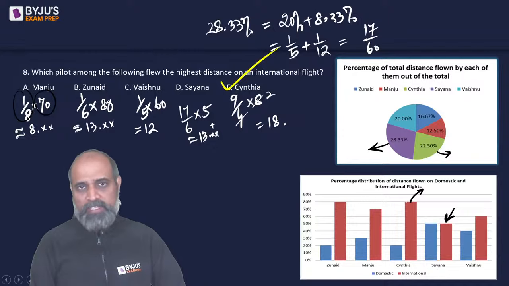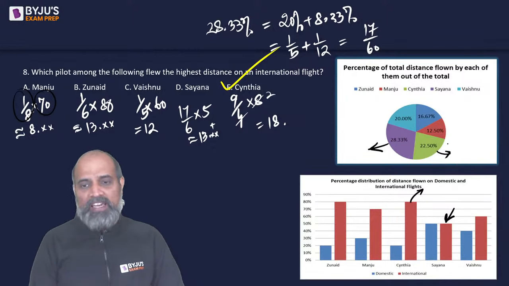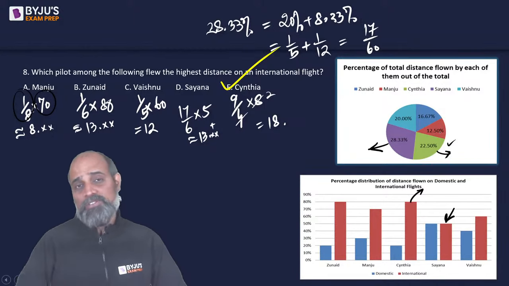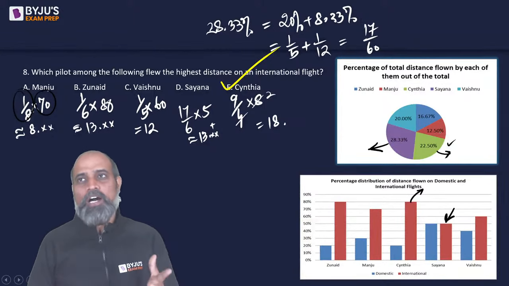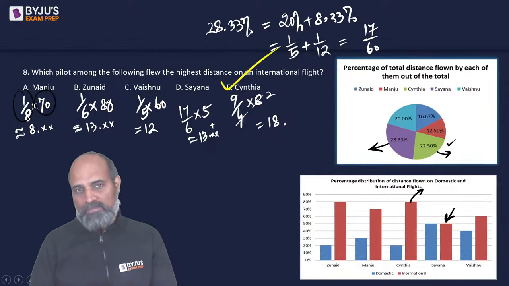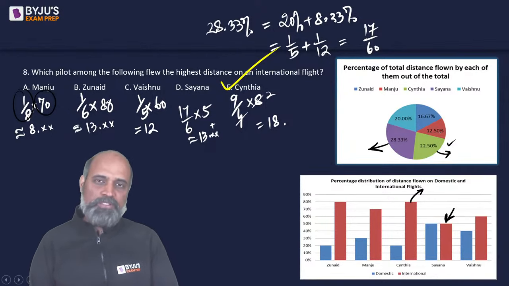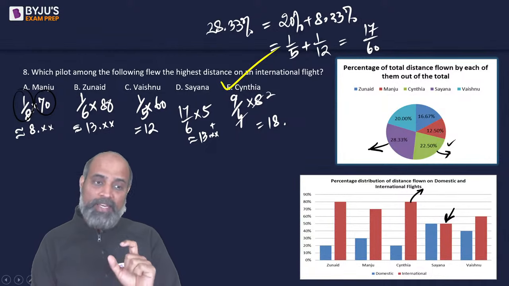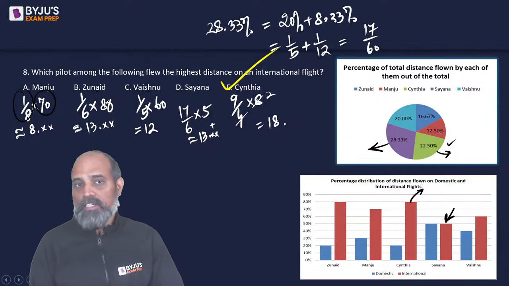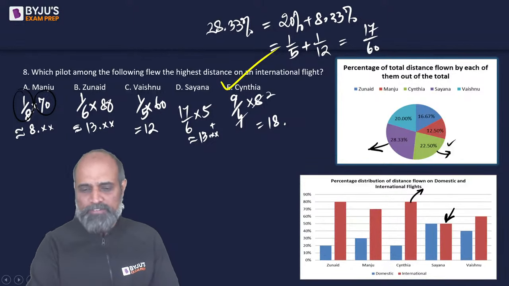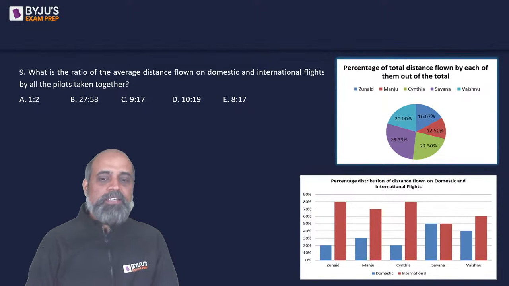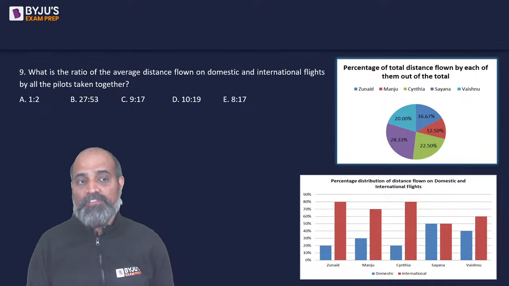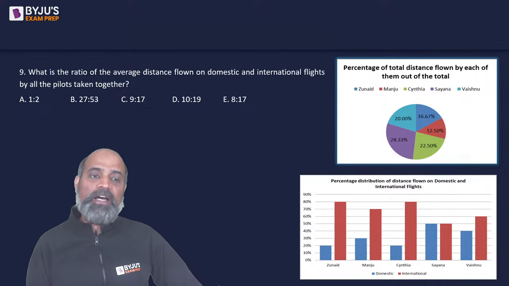One is Zunaid. So can we say that the pie is also among the highest, not the highest, the second highest, and the bar is also the highest? So when you have 2 highest numbers, when you multiply them, the product will anyway be the highest among them, right? So this will make sense in this question, but not necessarily in all, because the values are very, very far apart. Okay. Next, what is the ratio of average distance flown on domestic and international flights by all the pilots taken together?